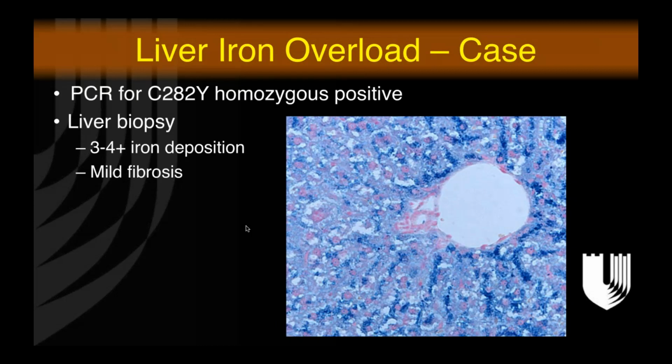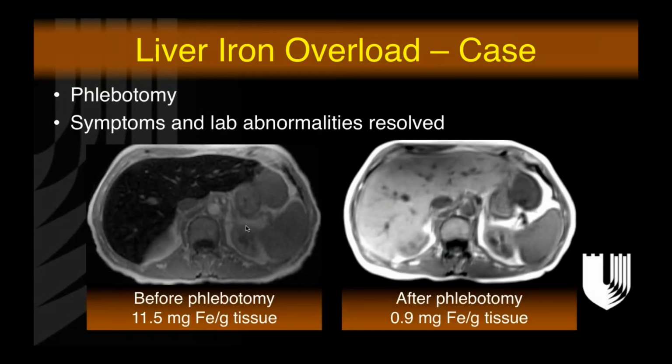And this was back in the days when we were still validating liver iron measurements with MRI. And so they did a biopsy and found really severe iron deposition in her liver, confirming not only that she had hemochromatosis, but she had severe iron deposition. So she went on to phlebotomy and her symptoms resolved. Her nonspecific lab abnormalities got better.